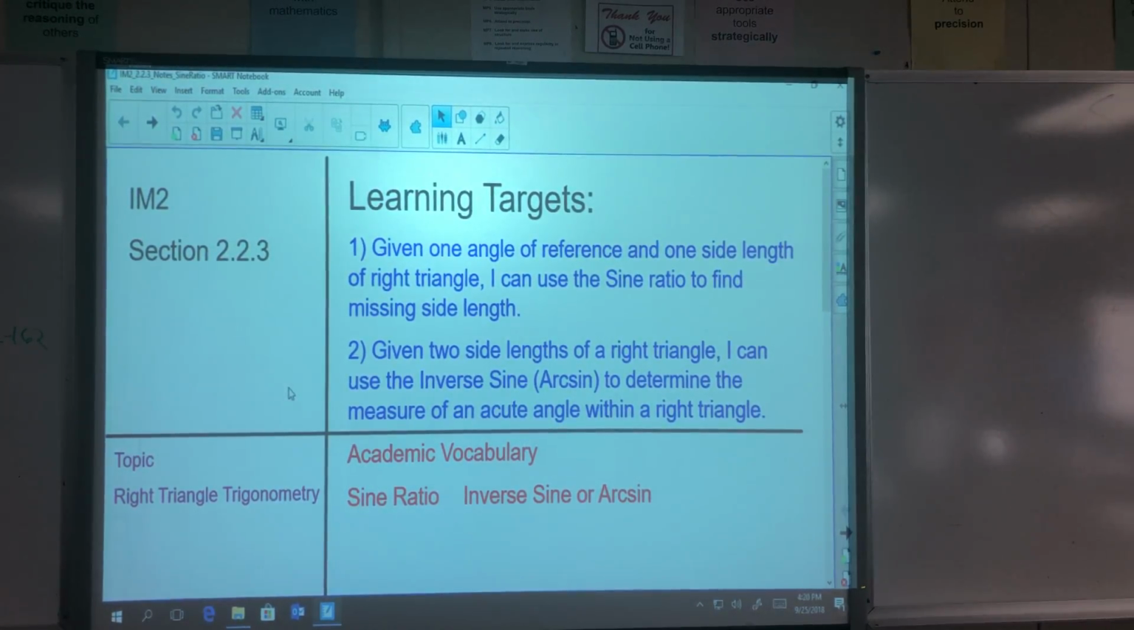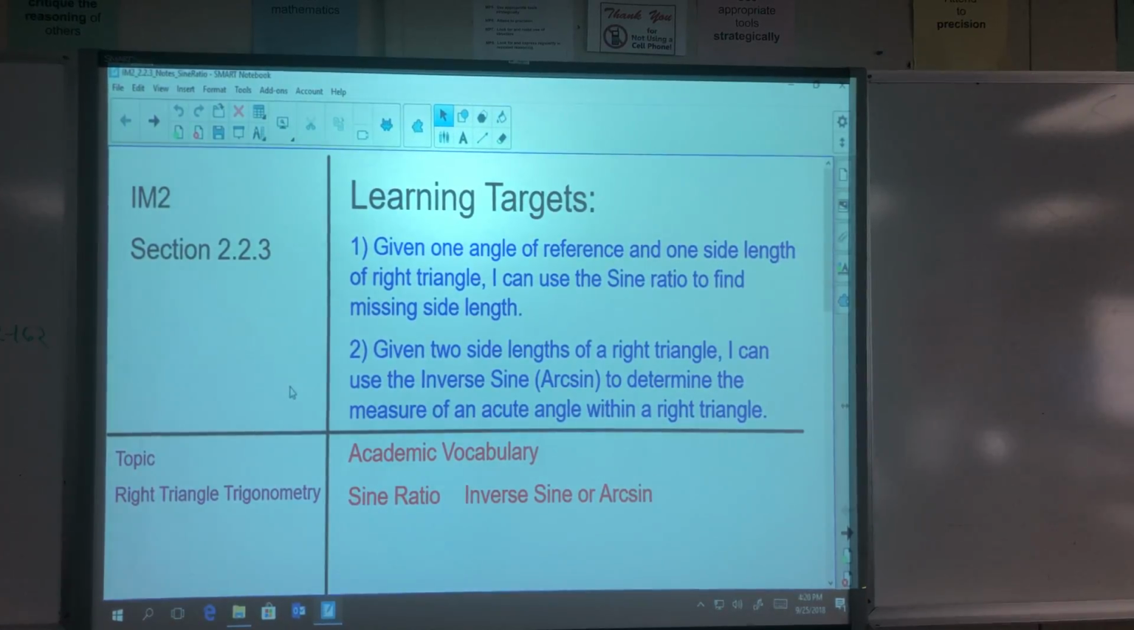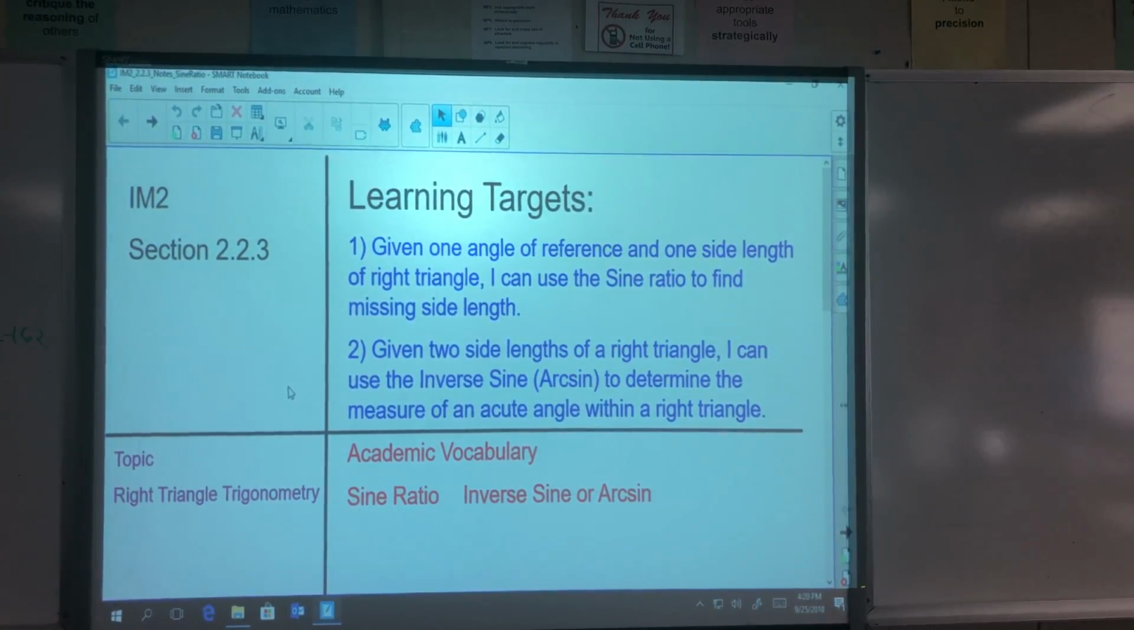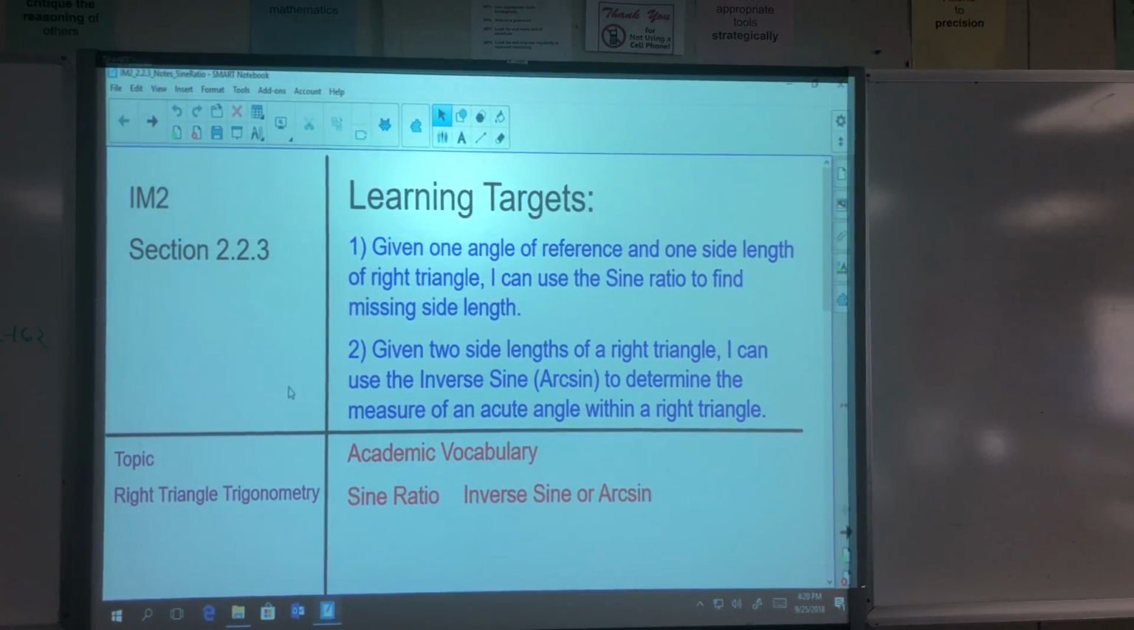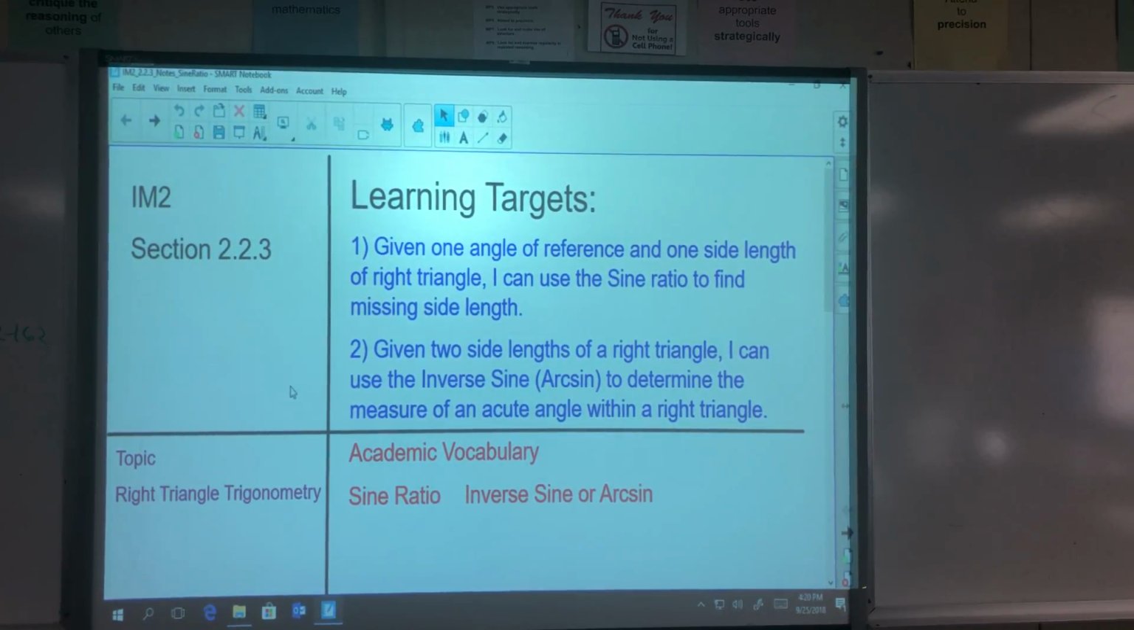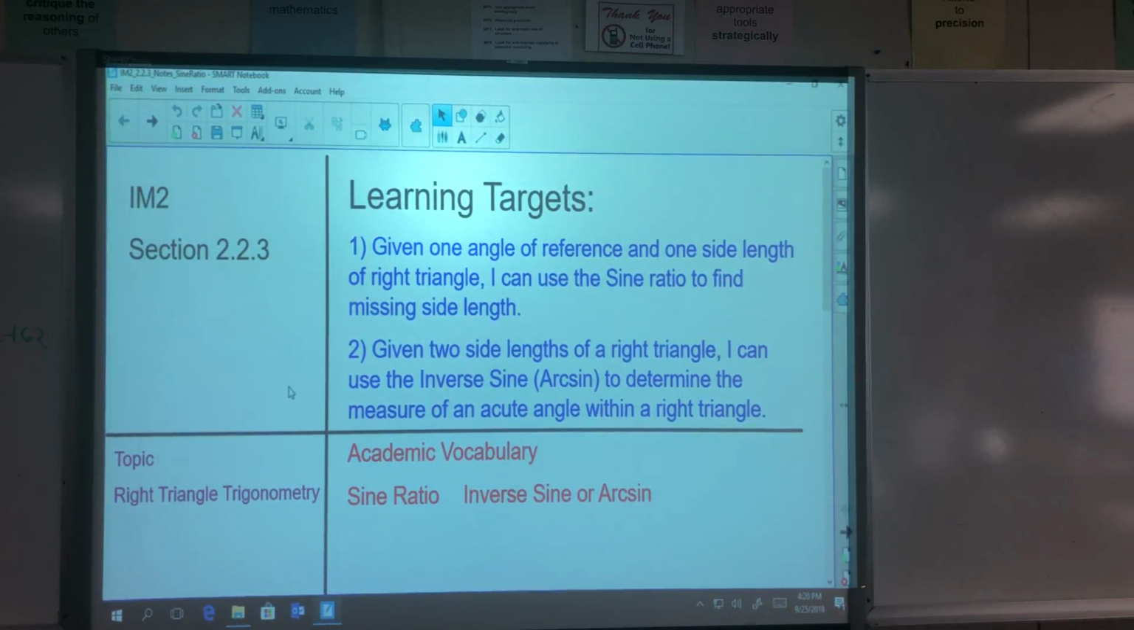These are your Integrated Math 2, section 2.2.3 notes. Our learning targets, please write these down. 1, given one angle of reference and one side length of a right triangle, I can use the sine ratio to find a missing side length. And 2, given two side lengths of a right triangle, I can use the inverse sine to determine the measure of an acute angle within a right triangle.